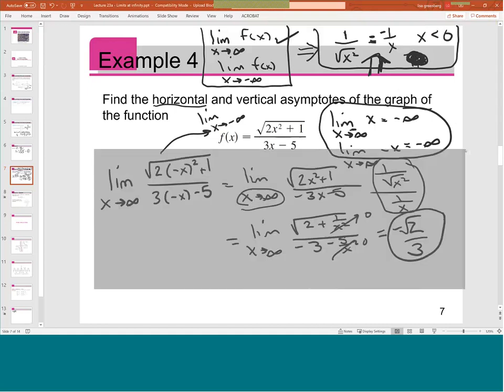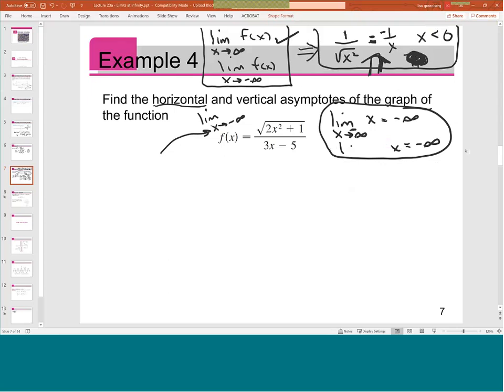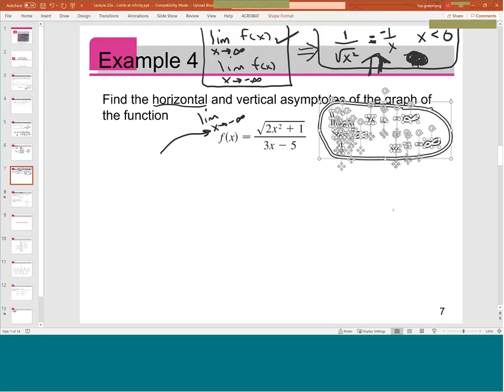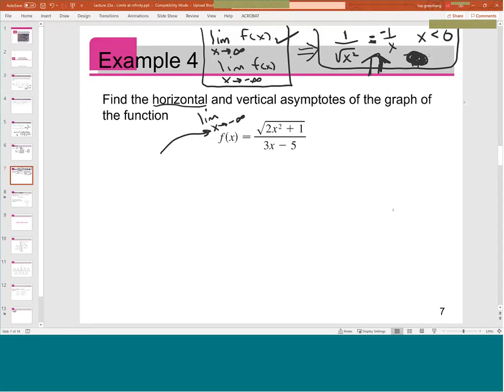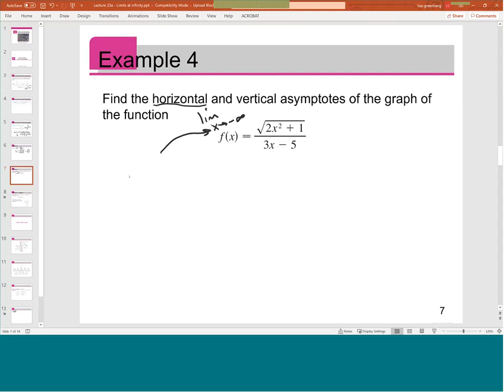Okay, so let me erase this because I haven't done vertical asymptotes yet. So I'm going to erase this. Everybody has this? Okay, perfect. So now I took care of my horizontal. Now I need to take care of my vertical asymptotes.